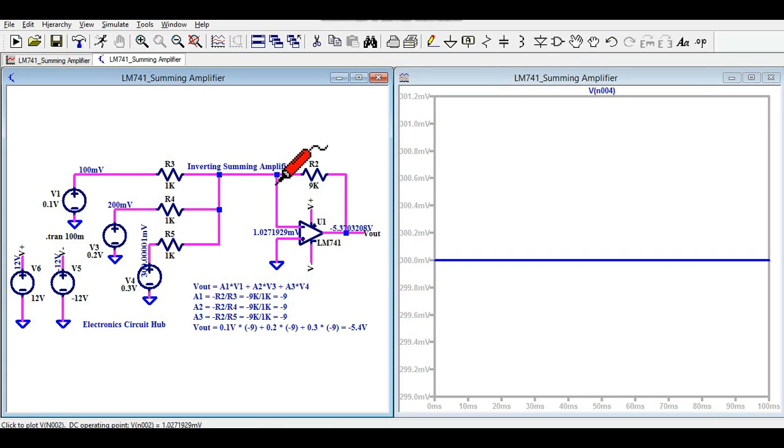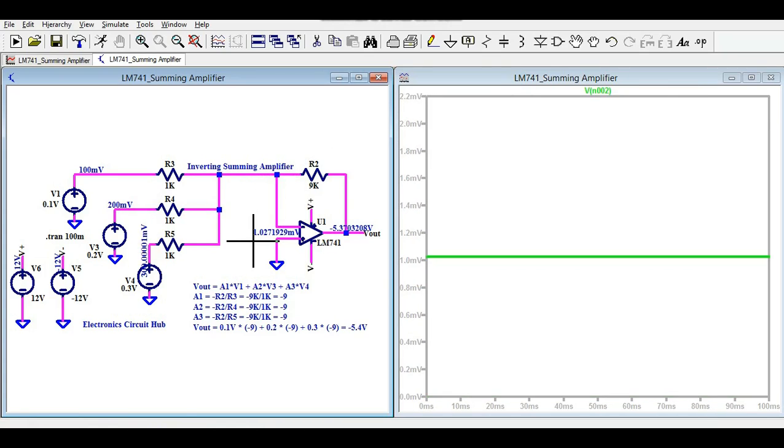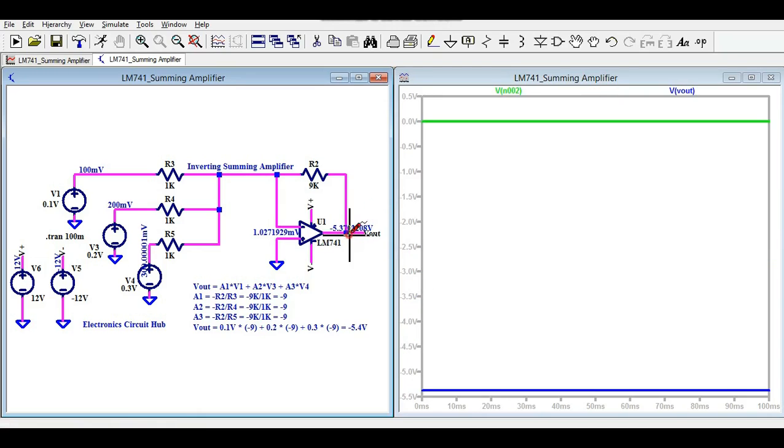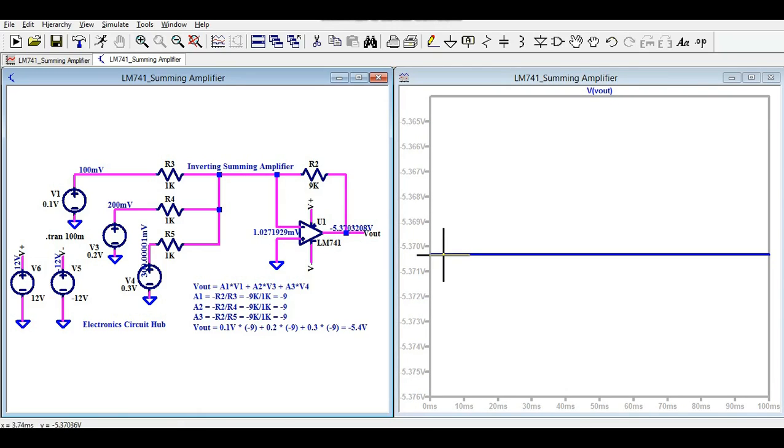Now you can see the voltage at this node: your value was 1.02 and you can see here the voltage is 1.02. Now let me show you the output voltage. You see the output voltage is again 5.37, and how was your calculated value? Your calculated value was minus 5.4 volt, and when you run the simulation and see the result for V out, the result is very much matching your theoretical value, and I can see here it's 5.37.